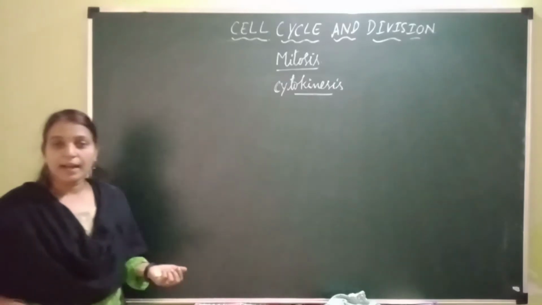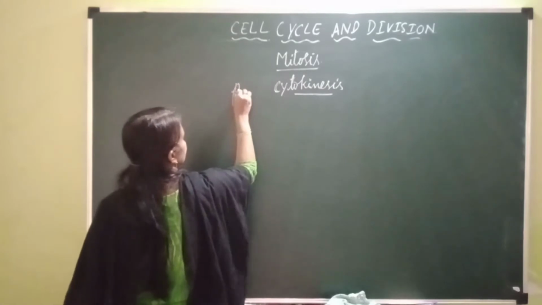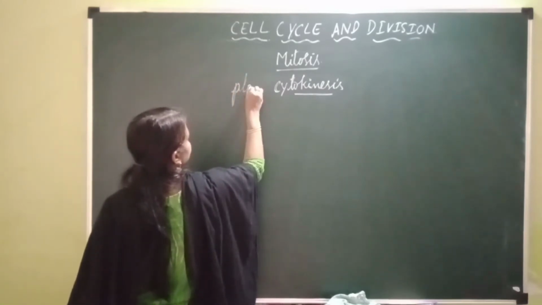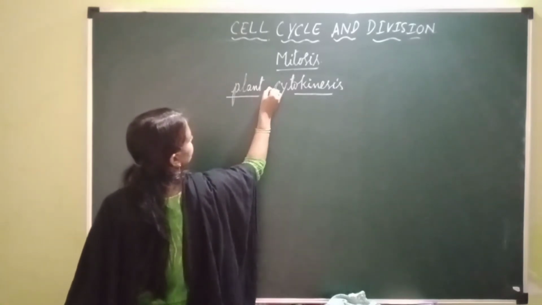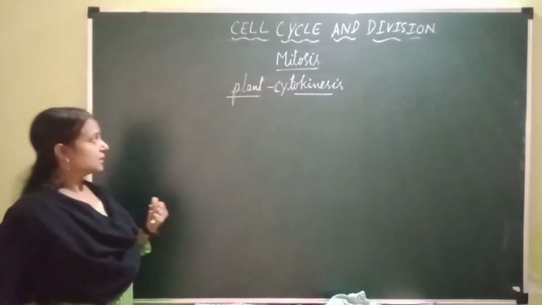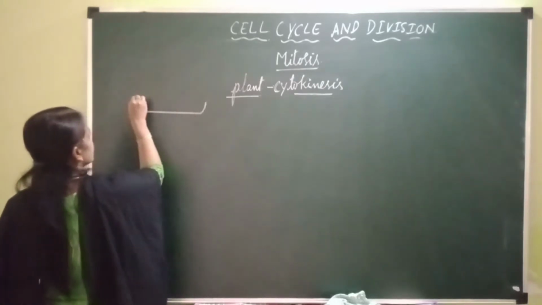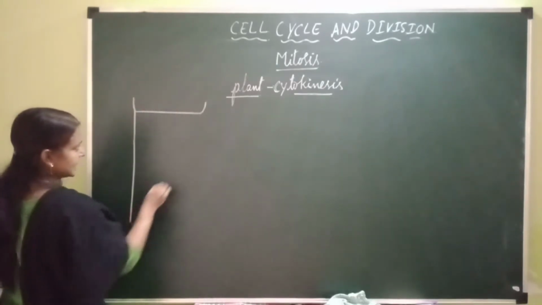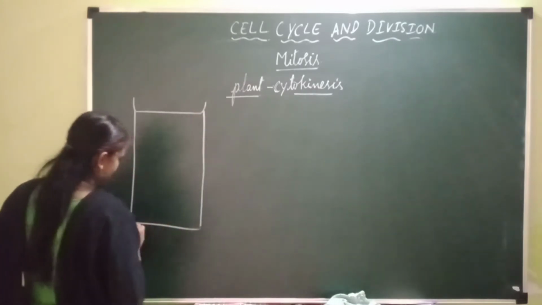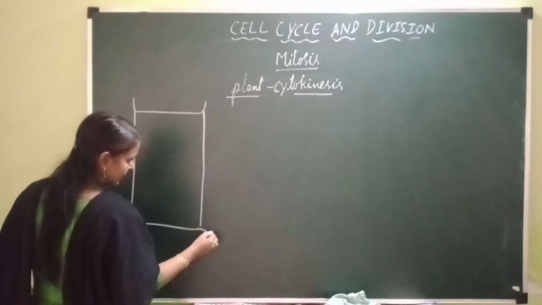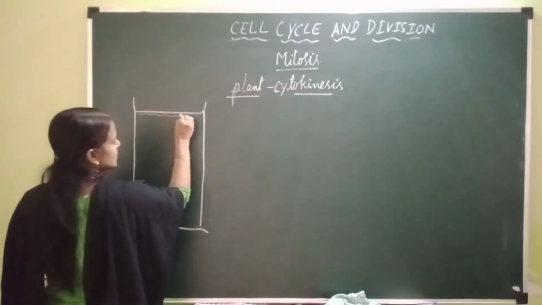So now let's start with cytokinesis in plant cells. So that is plant cell cytokinesis. In the case of plant cells, the cell wall is present. So this is a plant cell. In the case of a plant cell, the cell wall is present. And beneath this cell wall, the cell membrane is present.